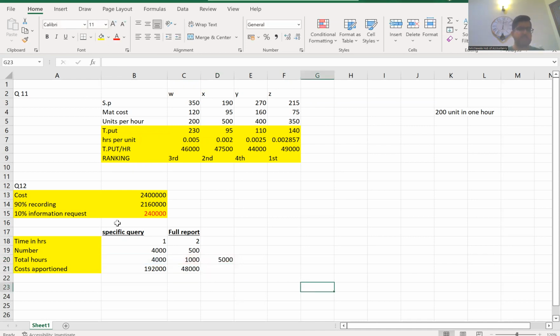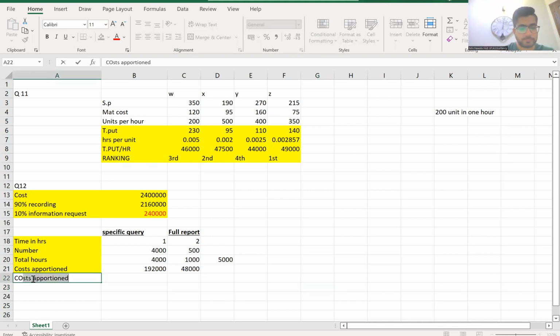Okay, so I've just done this. The cost of the IT department was 2.4 million. 90% was on recording, 10% on information requests. Split it. There are two information requests, specific query and full report. Full report takes twice the time of a specific query. So specific query 1 hour, full report 2 hours, or put any number. 4,000 queries, 500 reports, so total hours are 4,000 and 1,000. And I split the cost apportioned on the basis of time, 4,000 hours over 5,000 into cost of 240,000, giving specific query cost and full report cost.